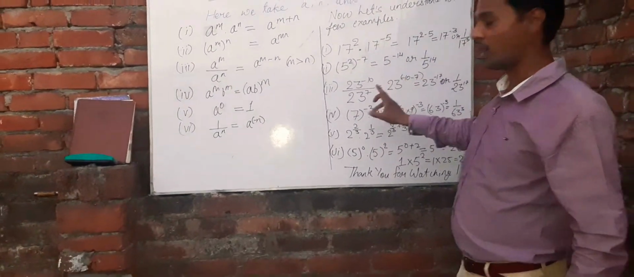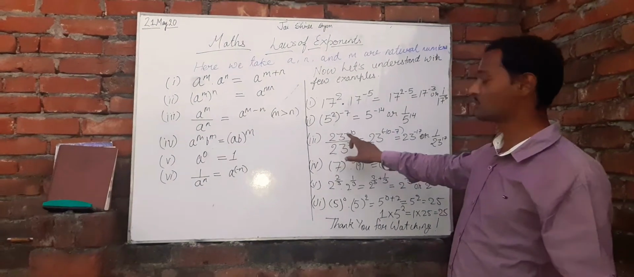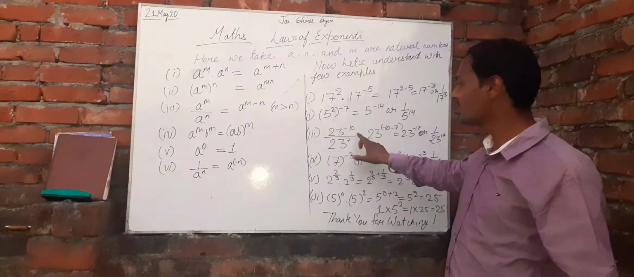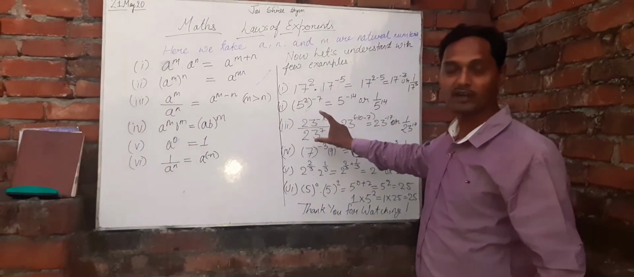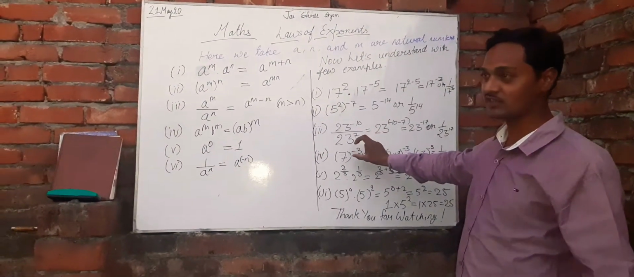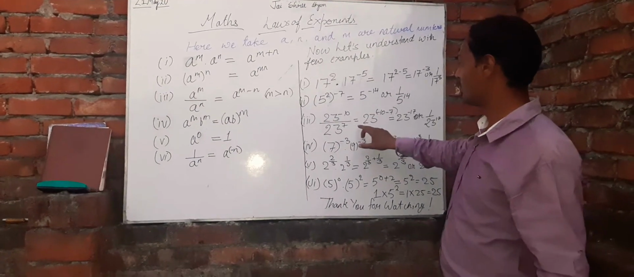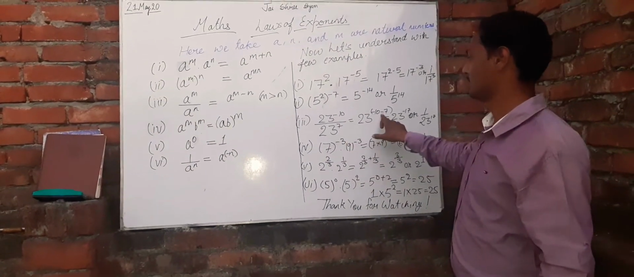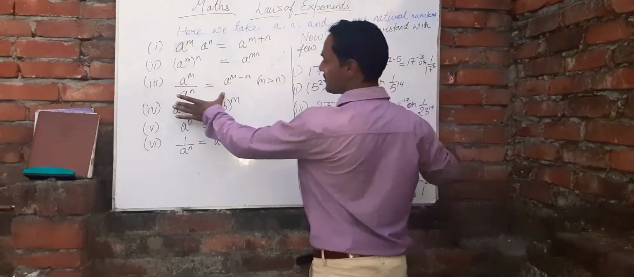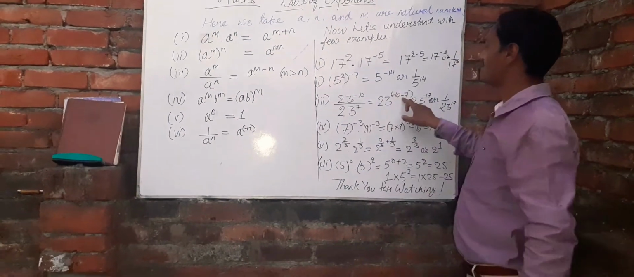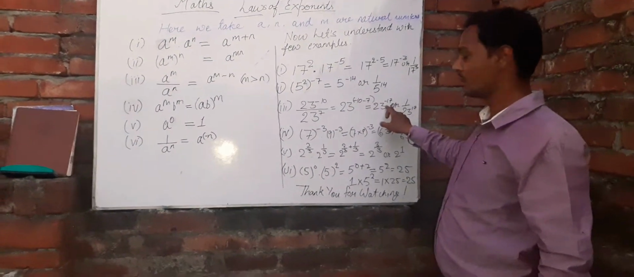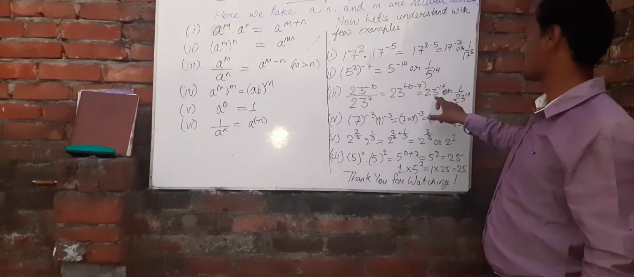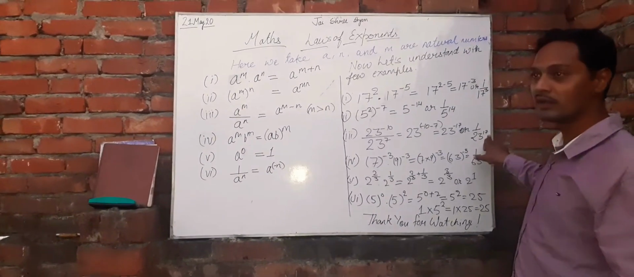After that, in this expression, 23 to the power 10 upon 23 to the power 7. Here power 10, here power 7. Means the bases are the same, but the expression is in division form. So it equals 23 to the power 10 minus 7. This identity is going to work here. 10 minus 7 is 3, so it equals 23 to the power 3.